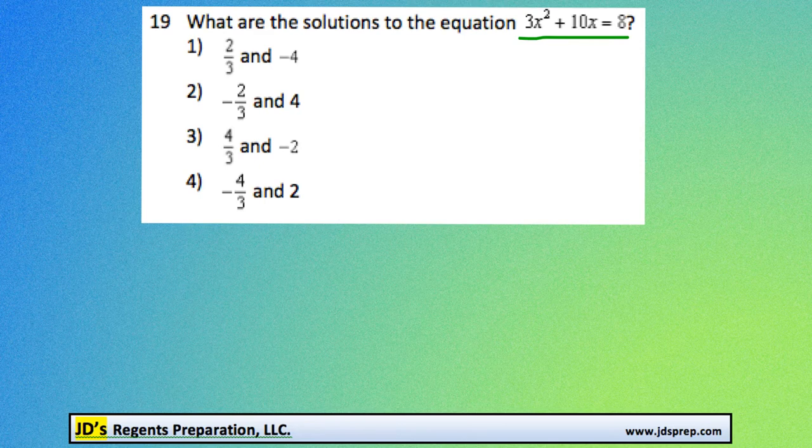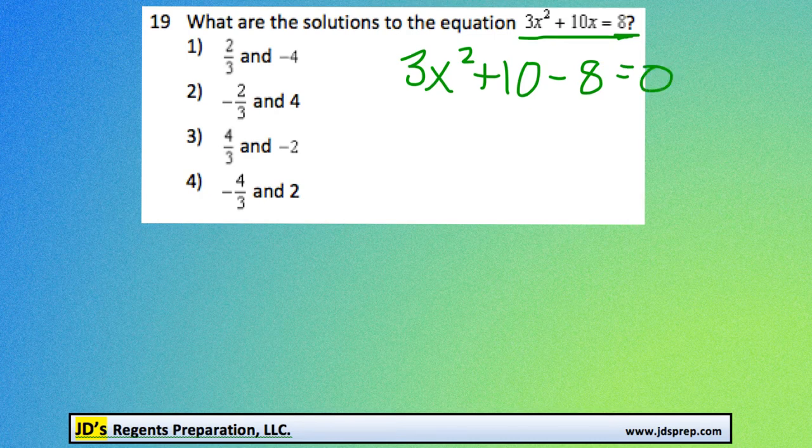So the first step we need to do is move everything over to the same side. Since we have this 8 on the right side of the equation, we'll subtract 8 from both sides in order to get it over to the left side, just like that. Now, the first step when we're factoring is to look for a common factor, and between these three terms there is no common factor. So now we just need to factor it.